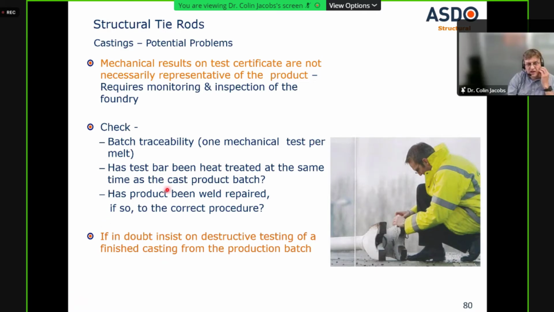Check that the test bar has been heat treated at the same time. Has the product been weld repaired? On some structures, you would need to know that and make sure it's the correct procedure. If you're ever in doubt on a project, just order a destructive test on an actual casting from the production batch. This will tell you whether you met the requirements.